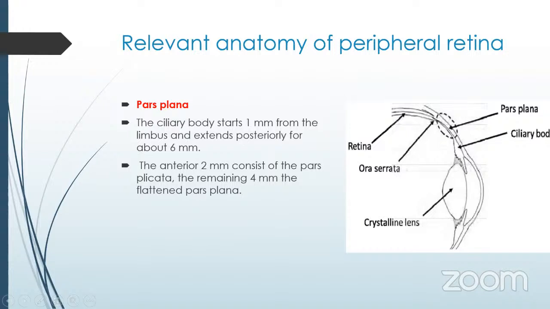finger-like projection where it is attached to the zonules. The pars plana is a planar surface, 4 mm wide, the posterior part of the ciliary body. It usually starts 1 mm from the limbus and extends posteriorly up to 6 millimeters.